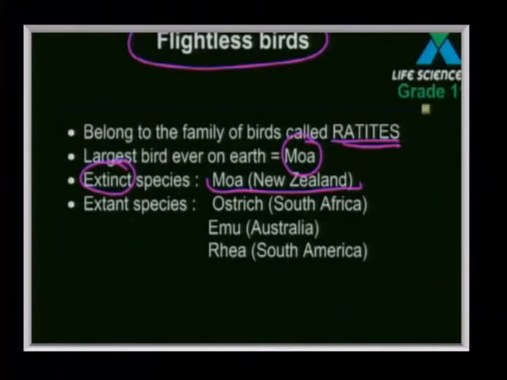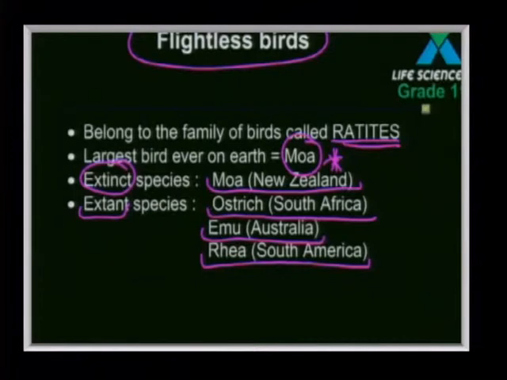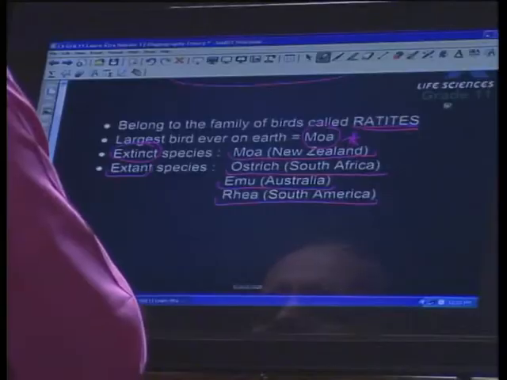Then we have your extant species, your ostrich from South Africa, your emu in Australia, and the rhea in South America. So those are the four species of birds that you should know about. You should know where they are found. And you should at least know that it is the moa that is, of course, the extinct example of the ratites.